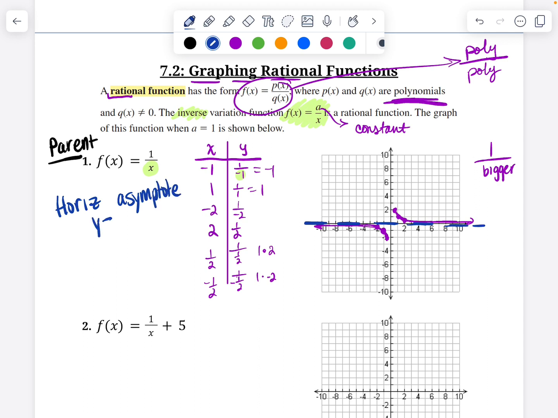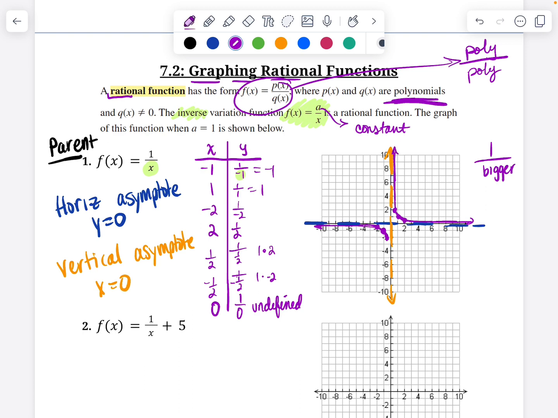at y equals 0. Now, there's a number that we didn't test yet. I didn't test 0. 1 divided by 0, we can't do that. That's undefined. How do we graph an undefined thing? We graph it as an asymptote also, but this one is vertical. So we also have a vertical asymptote at x equals 0. That means this graph approaches both vertically and horizontally.